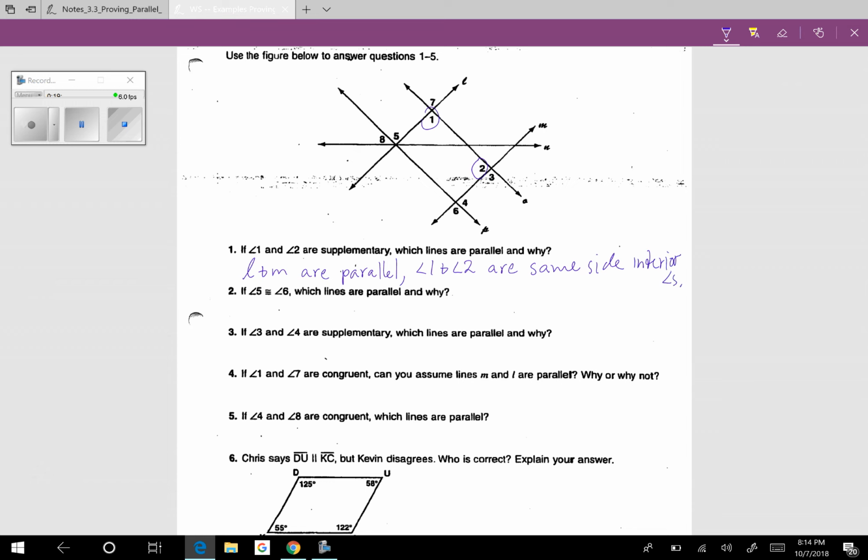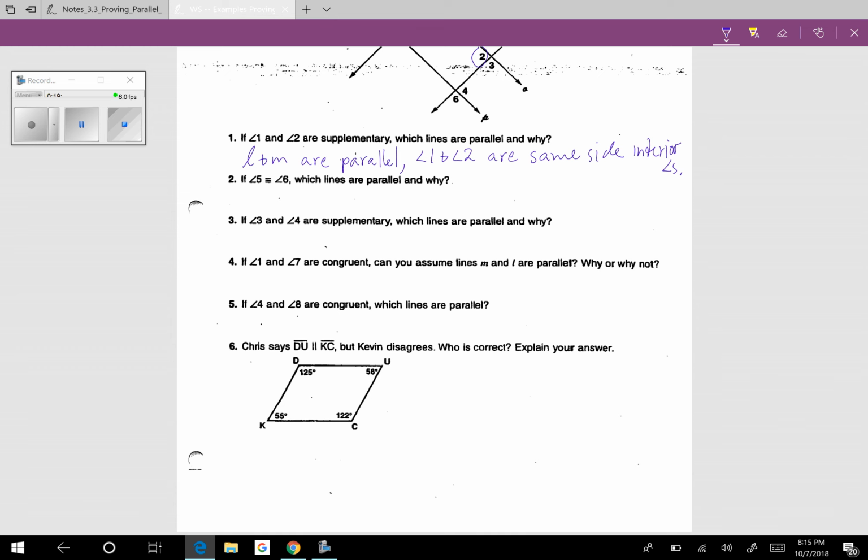Okay, so you have to go through and decide which line is the transversal and which ones are parallel, and then give me the reason. You're telling me the relationship between the two angles, and that would be how your reasoning goes. And that's the rest of them down here. On number 6, you've got to look at your lines and look at your angles, and then decide who is going to be correct, and you have to explain your answer.